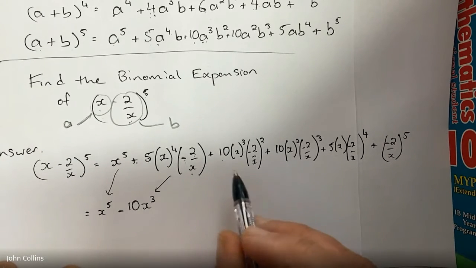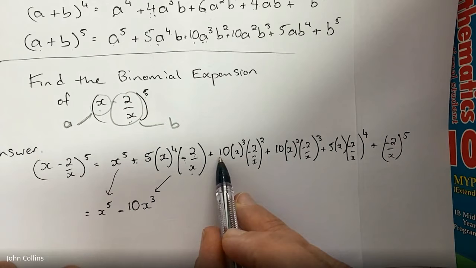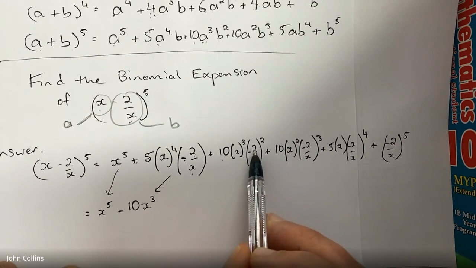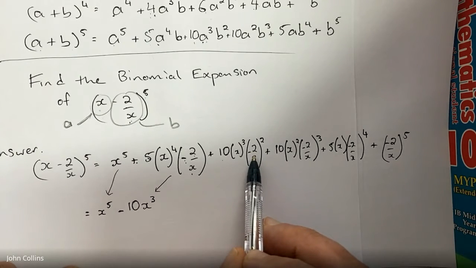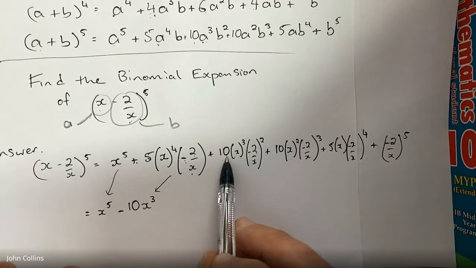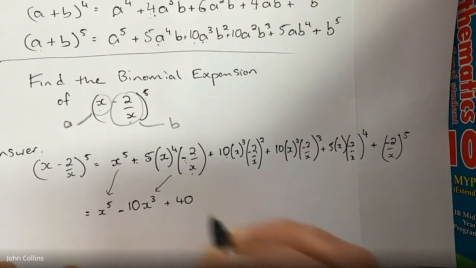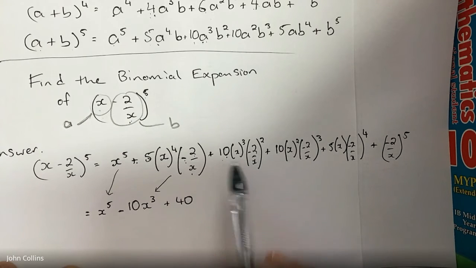Next term then. Okay, so once again, let's do the numbers first. Well, this is a little bit tricky. 10 and this negative 2 is squared. So negative 2 squared is positive 4. Positive 4 times positive 10 gives positive 40. Okay, so that's the numbers.